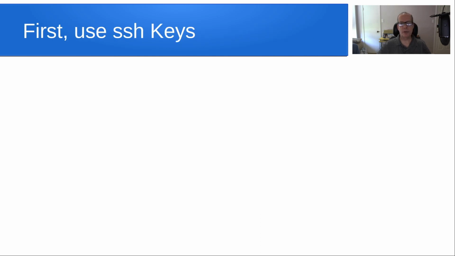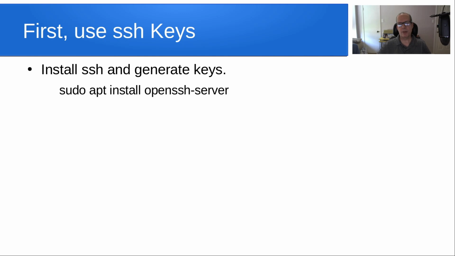First, we want to use SSH keys. So we're going to install and generate SSH keys. The command to do that is going to be installing SSH with sudo apt install openssh-server, which already exists on many server instances, but just in case, that's the command.